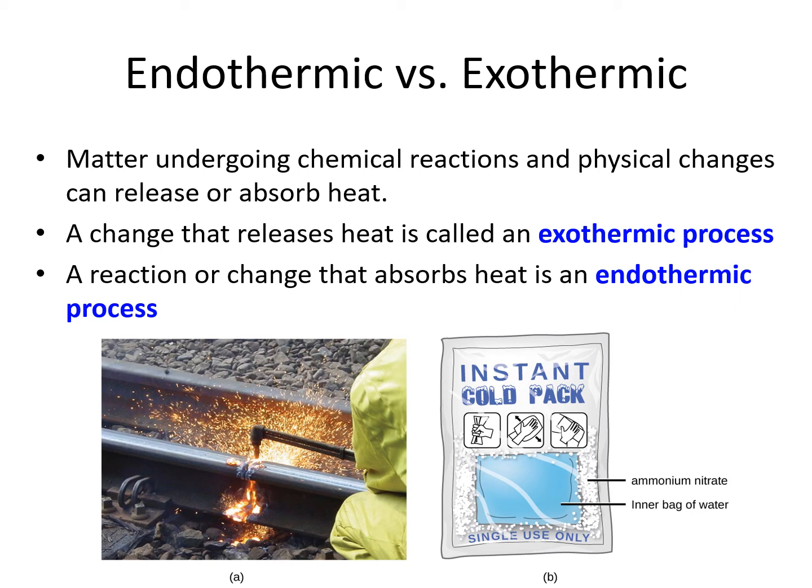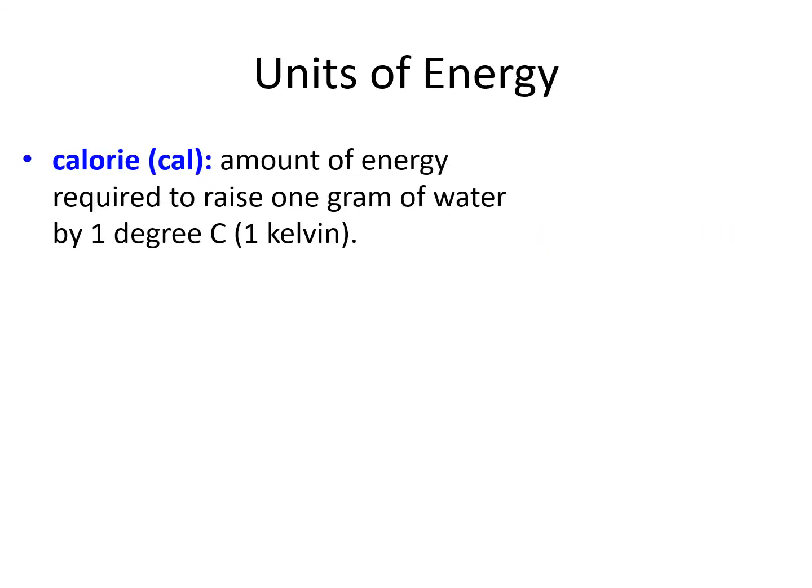On the left, you can see an example of an exothermic process where a lot of energy is coming out of the reaction. Inside the cold pack on the right, there's an endothermic process. Heat goes out of your body and into the cold pack. Since heat is going into the cold pack where the reaction is taking place, the reaction is endothermic.